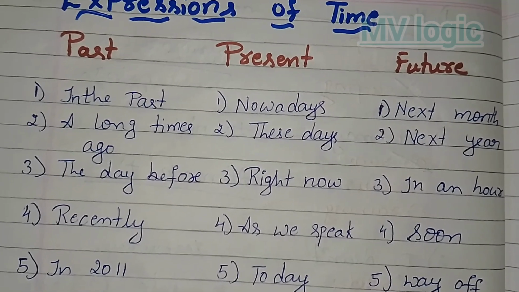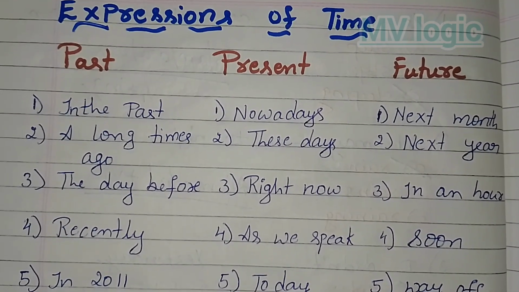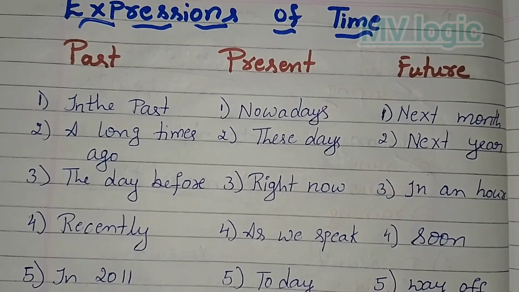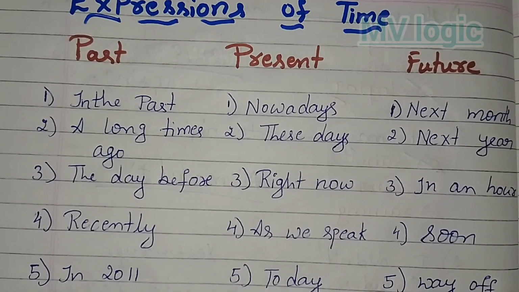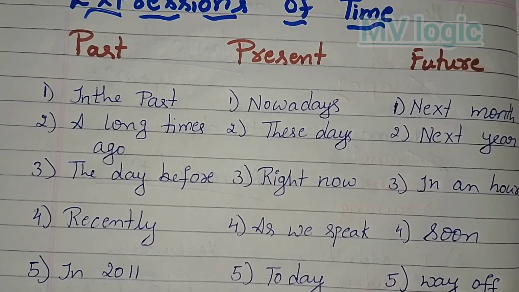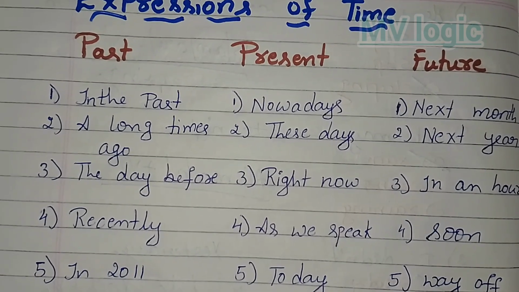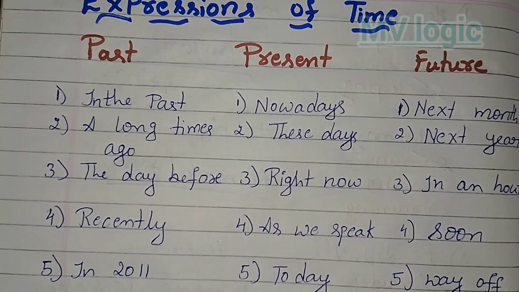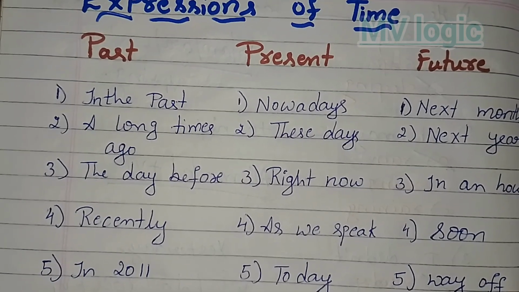Let's start. Expressions of time in past tense, present tense, and future tense. In the past, nowadays, next month. A long time ago, these days, next year. The day before, right now, in an hour.